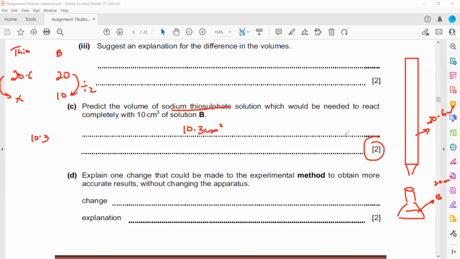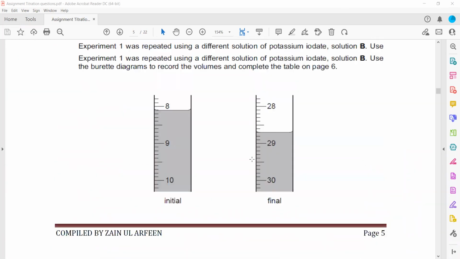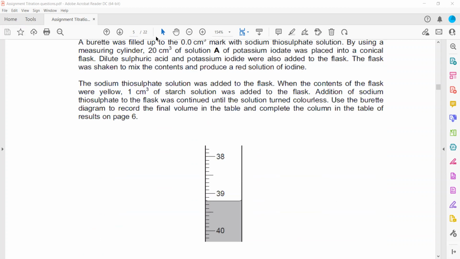Then explain one change that would be made to the experimental method to obtain a more accurate result without changing the apparatus. So only the experimental method we have to change. We don't have to change the apparatus. So what would be the change in the experimental method? Here we are adding starch at the last moment.